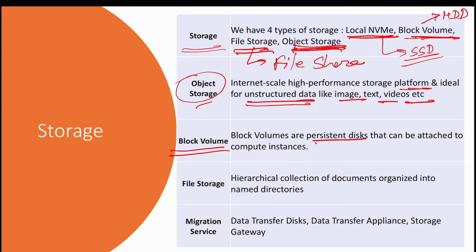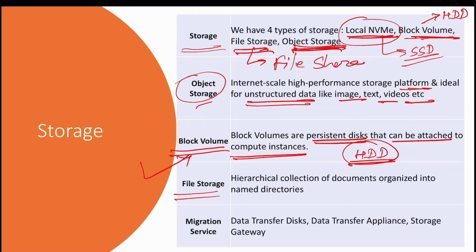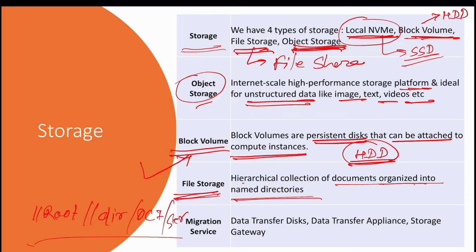Block volumes are persistent disks that can be attached to the compute instance. So it's like a hard disk. If we store our data here and we delete our instances, our data is still safe. But in the case of local NVMe, our data will be erased. File storage is a hierarchical collection of documents organized into named directories. Like we have the file server, directory based, right? Root, then we have some folder like directory, then some folder like OCI, then the services. This is the path for the file server we use, right? Similarly, it has a hierarchical collection of documents.